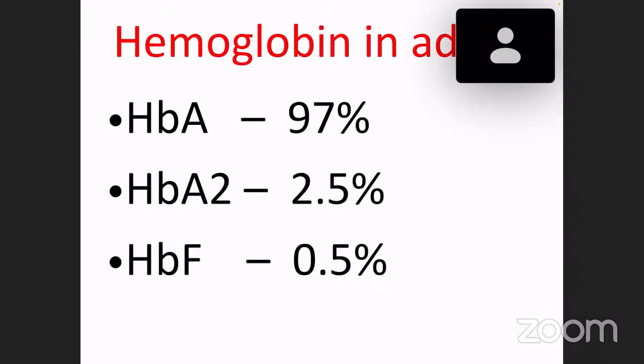As all of us are aware, in an adult we normally have hemoglobin A, which constitutes 97%, hemoglobin A2, which is 2.5%, and fetal hemoglobin, which is just 0.5%. Why should we know these values? Because when we interpret hemoglobin electrophoresis, these values will be significant. If there is elevation of hemoglobin A2 more than 2.5% or fetal hemoglobin more than 0.5%, it is significant.